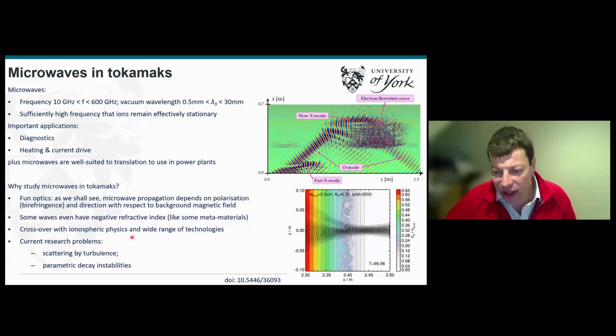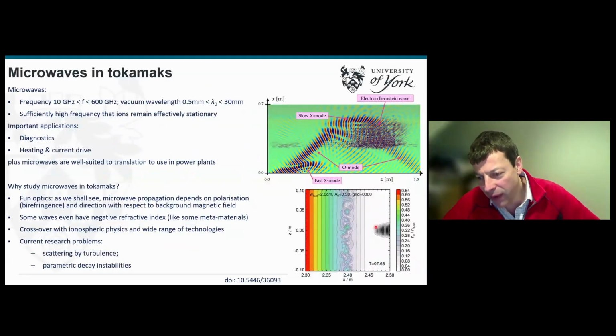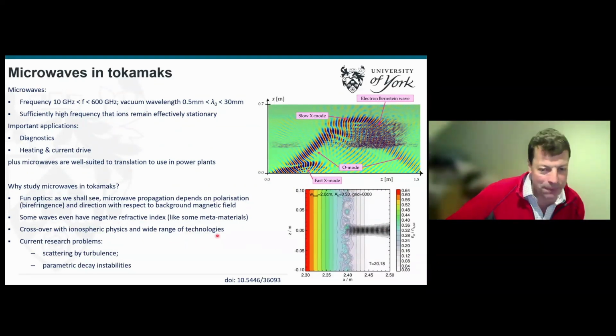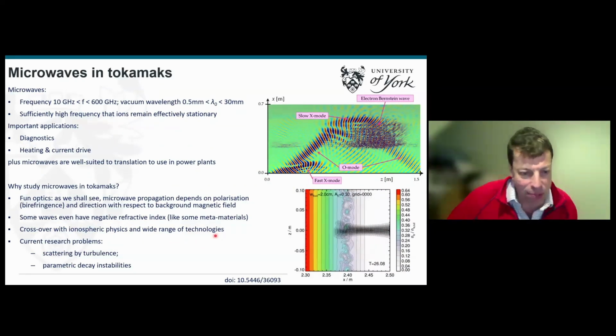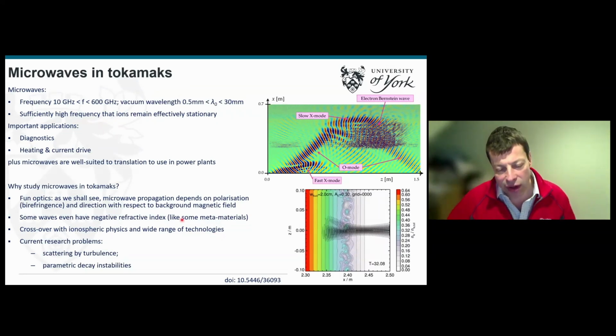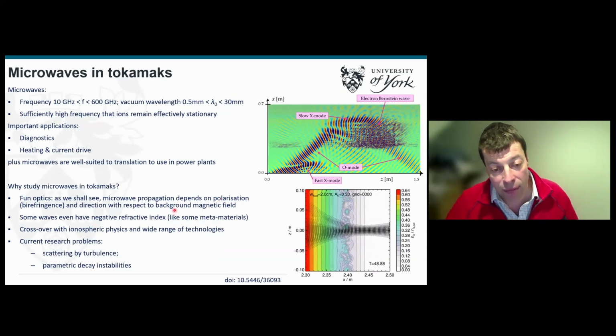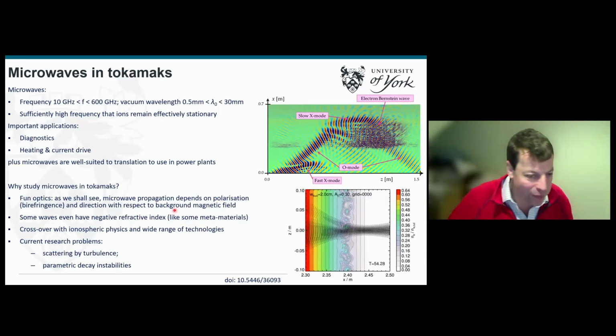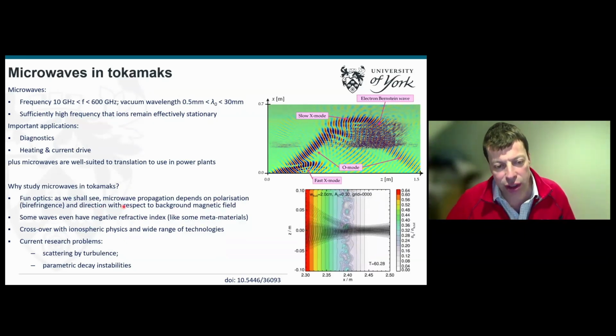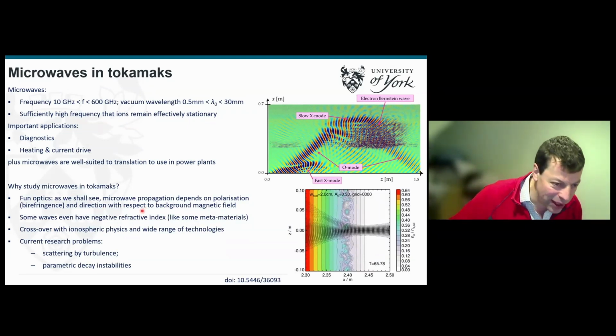If you're interested in physics, why should you study microwaves and tokamaks? Well, one reason: here I've got a video of a simulation of a microwave beam going through density perturbations in a tokamak. The optics of microwaves going through plasmas is really cool. It turns out that the propagation depends on the polarization. So if you change the direction of the electric field, this changes the relationship between the frequency and the wavelength. It also depends on the direction with respect to the background magnetic field.